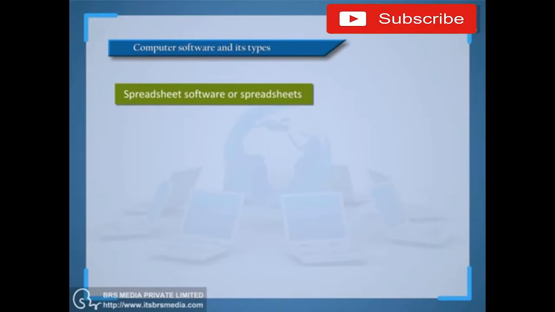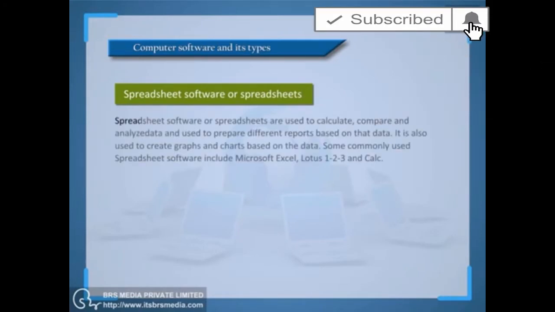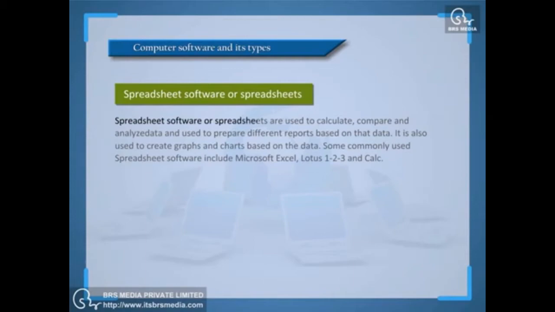Spreadsheet software or spreadsheets. Spreadsheet software or spreadsheets are used to calculate, compare, and analyze data and to prepare different reports based on that data. It is also used to create graphs and charts based on the data. Some commonly used spreadsheet software include Microsoft Excel, Lotus 1-2-3, and Calc.